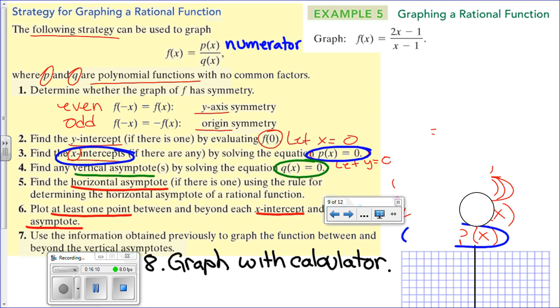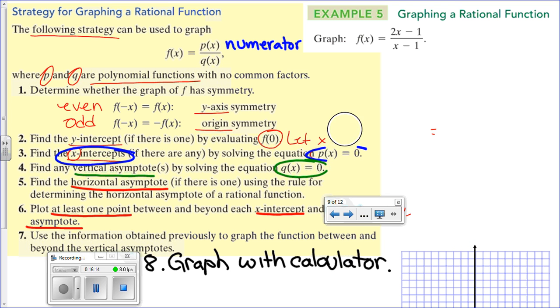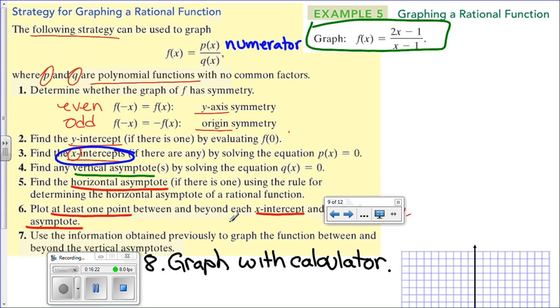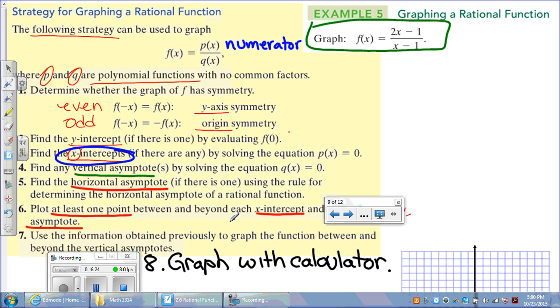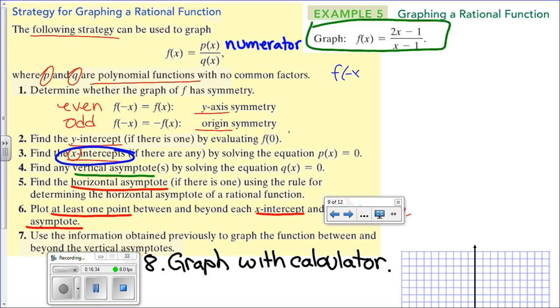So let's go ahead and we're going to graph the function here. I need to make some room. The function that we're going to graph is here. So we're going to follow the steps. Number 1, it says determine whether the graph has symmetry. So for that, we're going to find f of negative x. So if I do that, I need to substitute every x with a negative x.